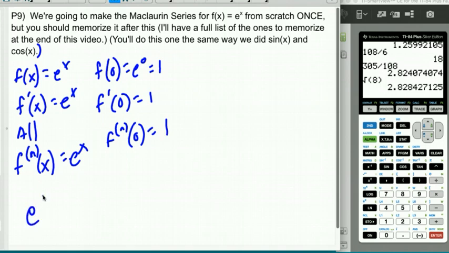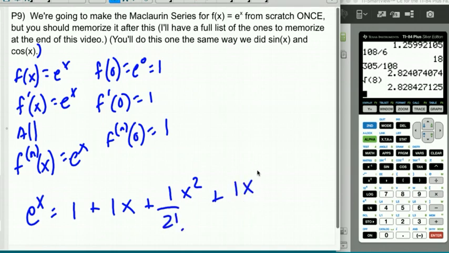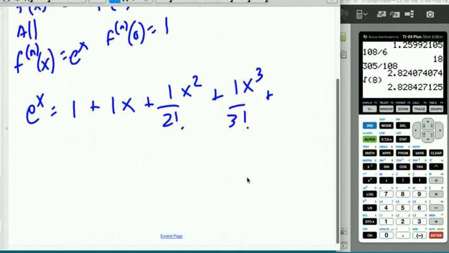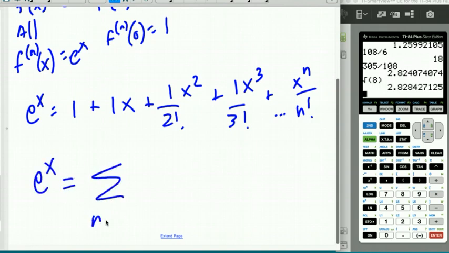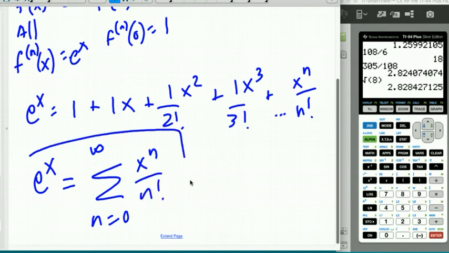So my series is going to be 1, and then 1 times x minus 0, and then 1 times x minus 0 squared over 2 factorial, and then 1 times x minus 0 to the third over 3 factorial. And so what you're going to end up getting is x to the n over n factorial. And that's it. So e to the x can be written as the sum from n equals 0 to infinity of x to the n over n factorial. And again, we're going to want to memorize that.